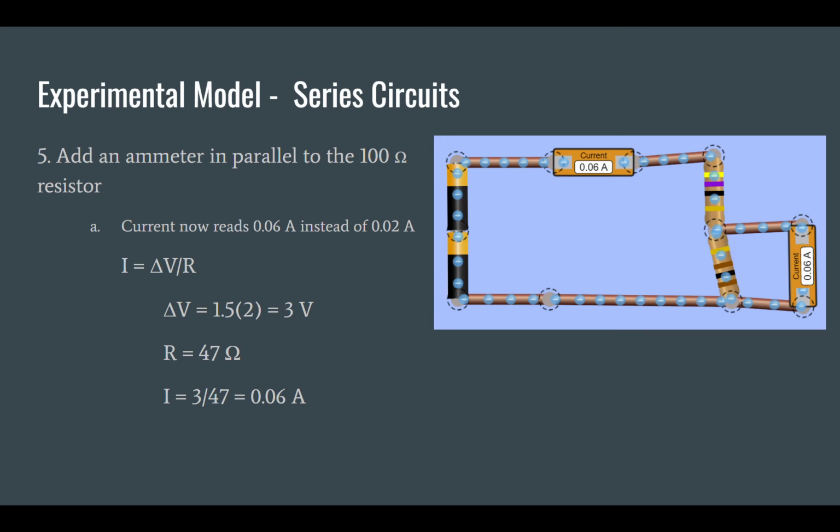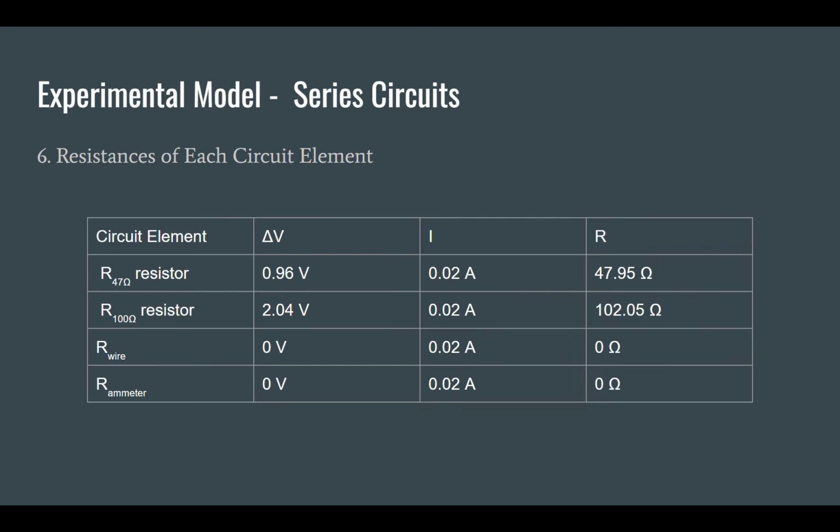Next, I placed another ammeter in parallel to the 100 ohm resistor, and the reading changed from 0.2 to 0.6. But we can also prove this theoretically, mathematically, with the equation shown on the screen. That explains why this change in the circuit exists. Next, I made a graph that talked about the different values at the different points, including the change in voltage and the I and R values as well, and all these are listed on the screen.